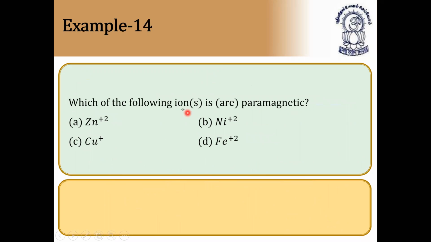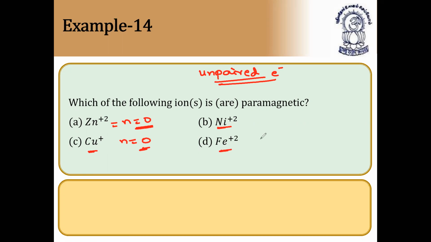Which of the following are paramagnetic? Paramagnetic means they should contain unpaired electrons. If a substance contains unpaired electrons, it is said to be paramagnetic in nature. So Zn+2, 0 unpaired electrons, because n is equal to 0. Number of unpaired electrons is 0. Cu+, copper atomic number is 29, so 4s1, n is equal to 0.